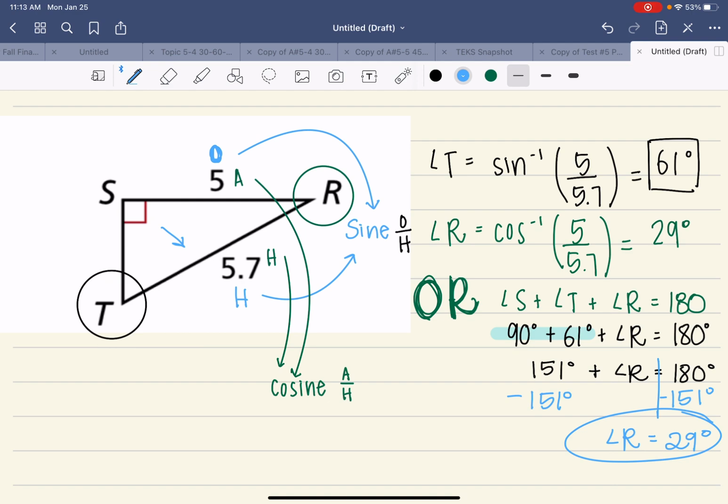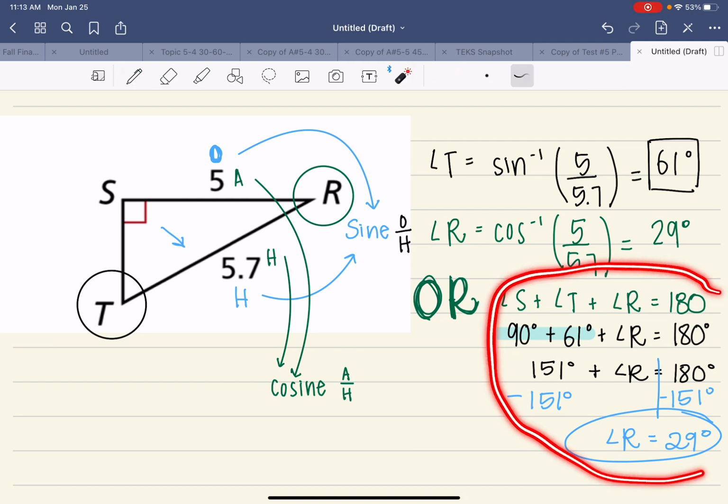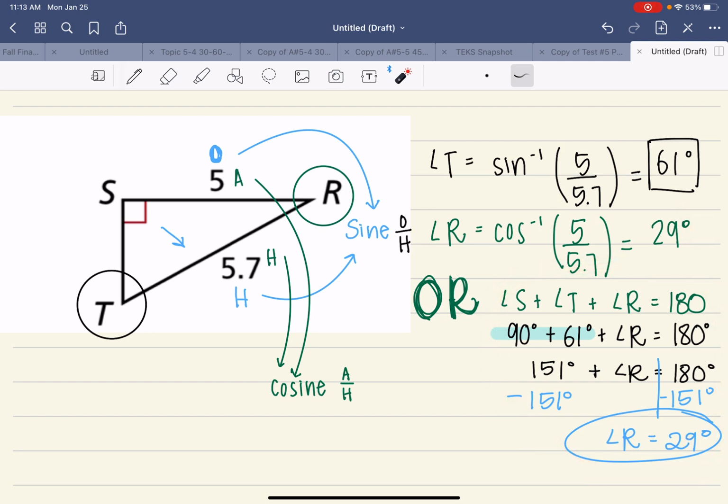If you wanted to do the adding, all the angles in a triangle add up to 180, and then check it with the trig ratio to see if your answers are correct, you could do that too. But with experience grading tests in the past, I would stick to just doing the trig ratios to double check your answers, just in case maybe you put this ratio wrong or you chose the wrong trig function. Okay.